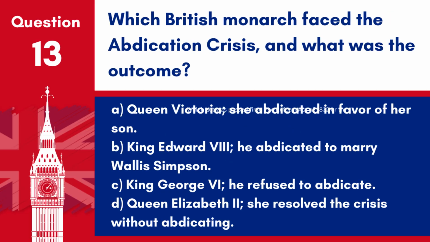Question 13. Which British monarch faced the Abdication crisis, and what was the outcome? A. Queen Victoria. She abdicated in favour of her son. B. King Edward VIII. He abdicated to marry Wallis Simpson. C. King George VI. He refused to abdicate. D. Queen Elizabeth II. She resolved the crisis without abdicating.